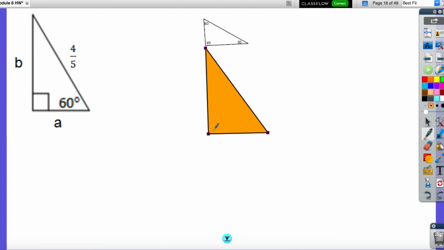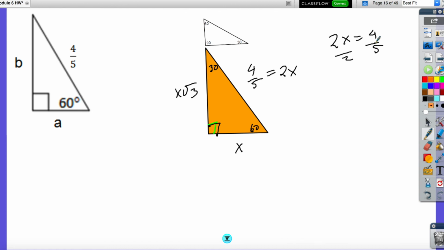And that means this is my 90 degree, this is my 60 degree, which means this is my 30 degree. And it's telling me across from 90 is 4/5. And remember, that is on my formula triangle. This is 2x, this is x, and this is x radical 3. This is telling me 2x is equal to 4/5. So if 2x is equal to 4/5, well, what does x equal?